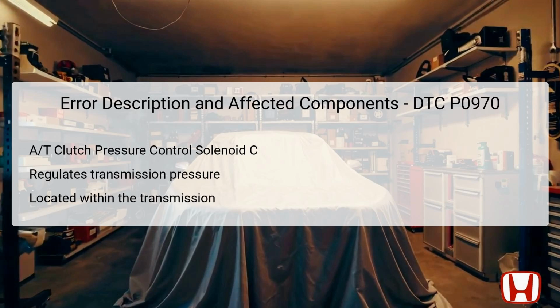When a fault arises, as indicated by DTC P0970, it can lead to limited gear engagement, with the vehicle unable to shift beyond first, second, or fifth gear due to the fail-safe function of the PCM. The solenoid's electrical circuit needs to be intact for optimal functionality. Therefore, understanding this component's role and location is critical for effective troubleshooting.